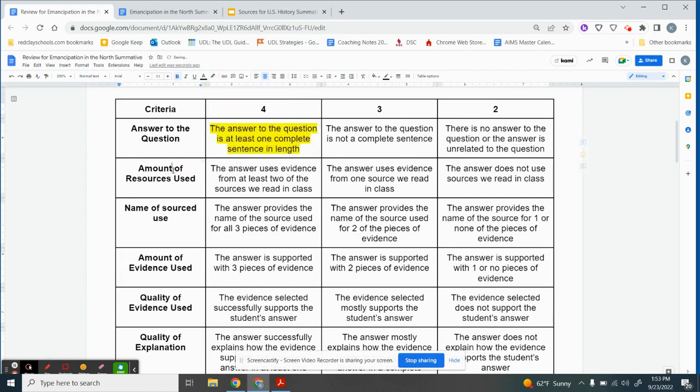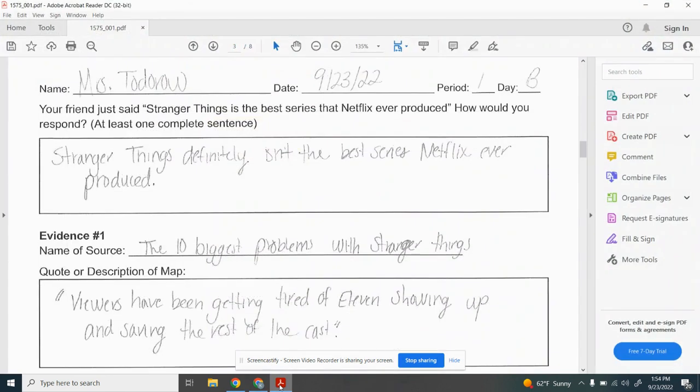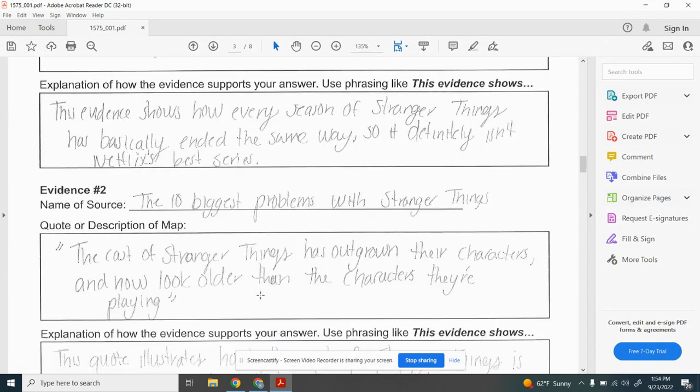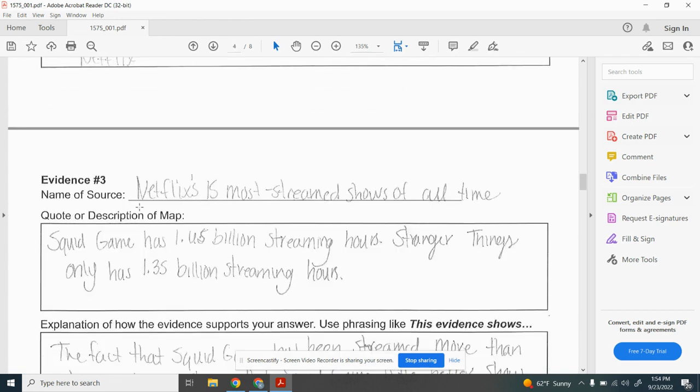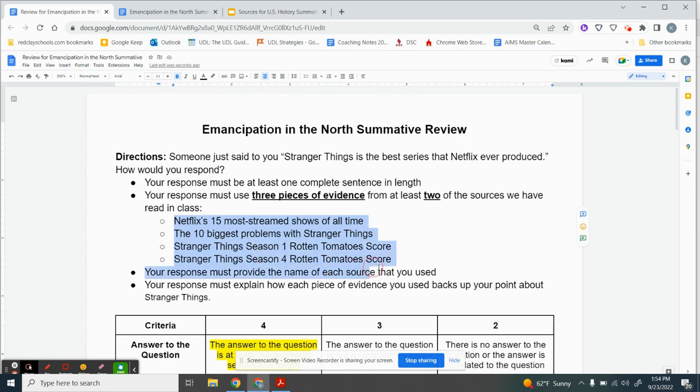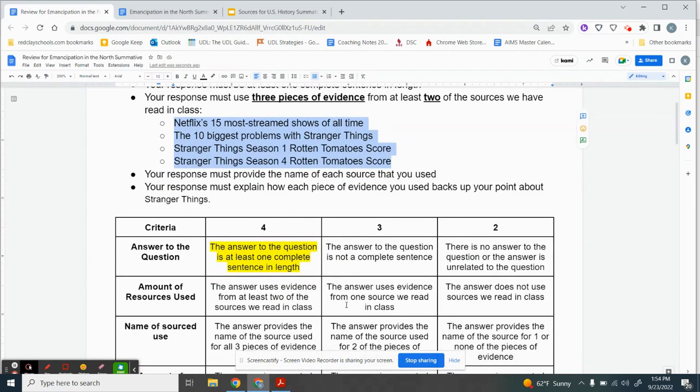Our next job, we're going to look at the amount of resources used and whether they provided the name of each. So source 1, "The 10 Biggest Problems with Stranger Things." Source 2, "The 10 Biggest Problems with Stranger Things." Source 3, "Netflix Most Streamed Shows of All Time." Did they use at least 2 of the resources listed here? Did they use at least 1 of the resources listed there? Or did they use none of the resources? How would you score this person for the amount of resources that they used?